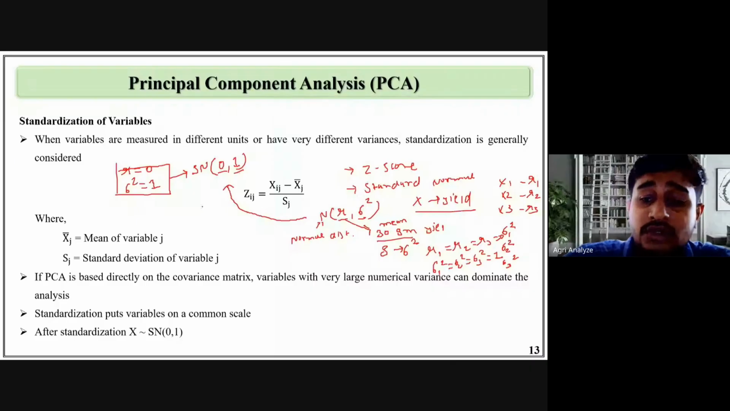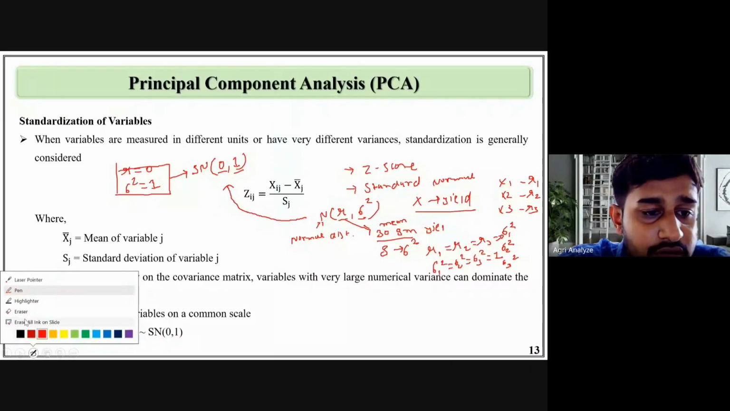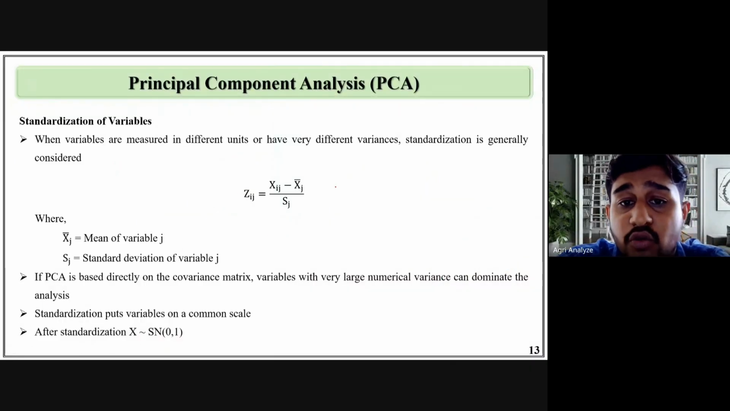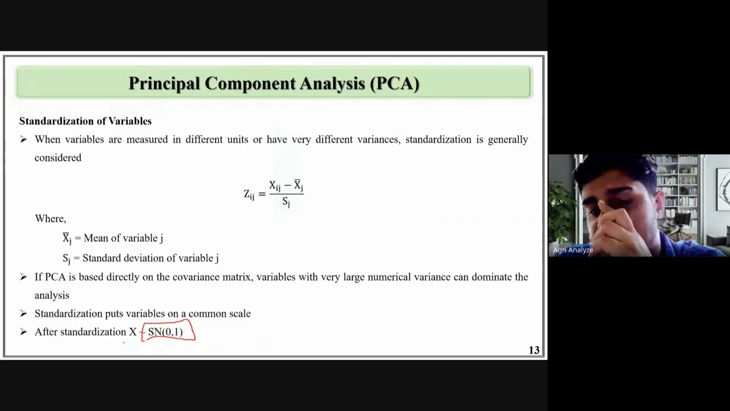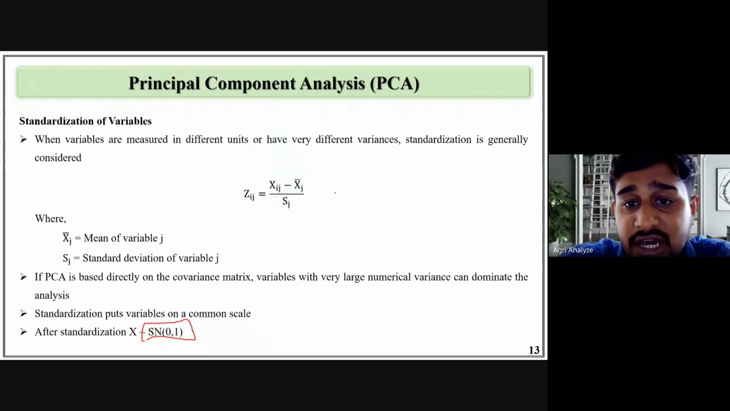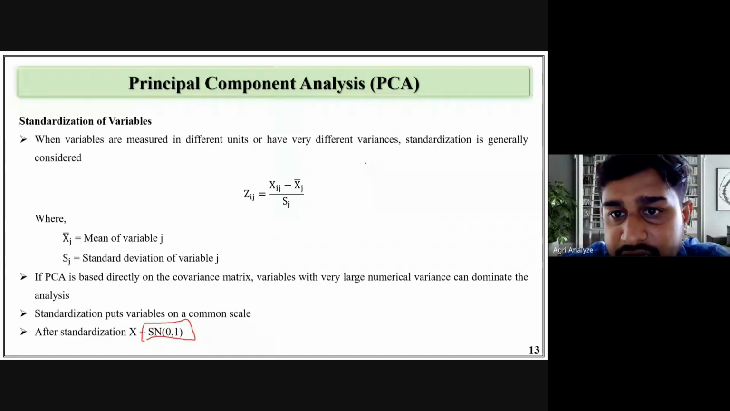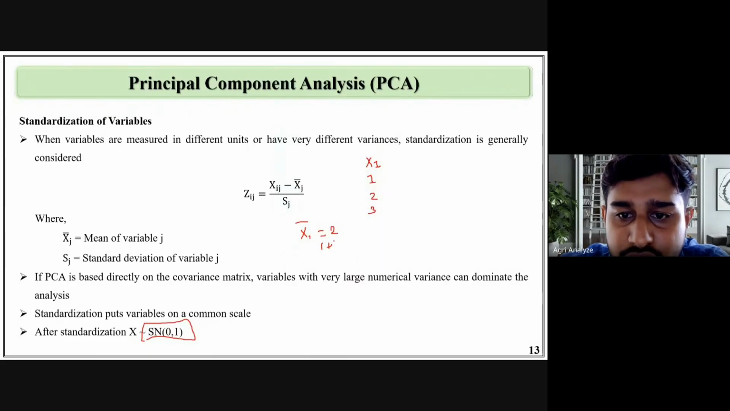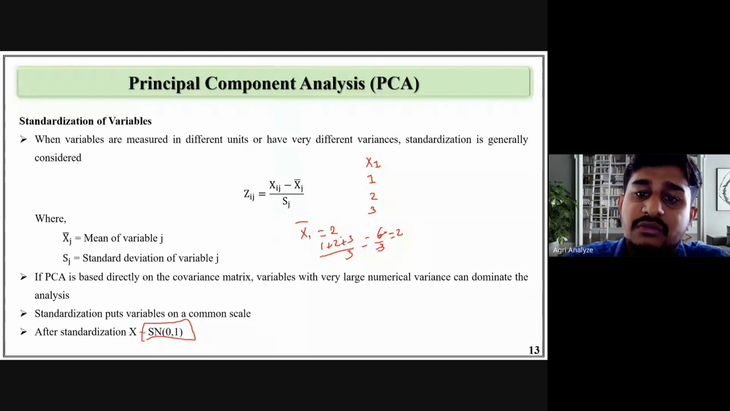So how is it performed? Here is the equation for transforming all the variables in such a way that all have mean 0 and variance 1. Here x_ij means, for example, our variable x1 has data 1, 2, and 3. The mean of the data, x1 bar, is 2, because we calculate 1 plus 2 plus 3 divided by 3, so 6 divided by 3 is 2. So this is the mean of our data.